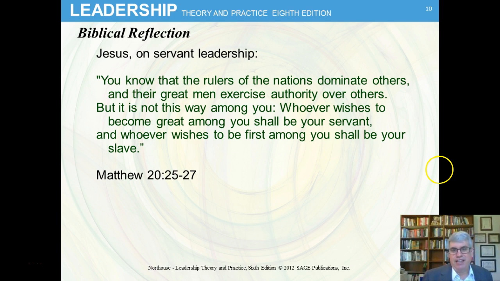And so Jesus said, being dominating, being in control, being great among people, that's not what really counts. The way to be really great in God's kingdom is to be the servant of others. And the way to really be famous is to be the slave of everybody, to do what's good for them, not seeking for ourselves, but seeking the good of others.